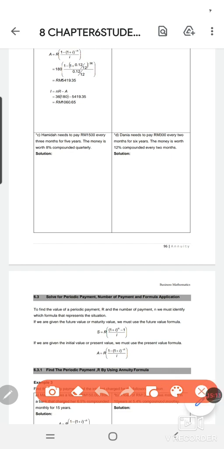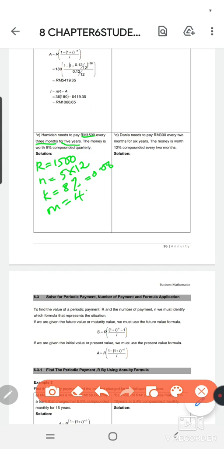Okay, Hamidah needs to pay RM1,500. So it means that this is your R, 1,500 every 3 months for 5 years. Okay, so your N is kalau 5 years, N berapa? 5 kali dengan 12. Maknanya dia bayar setiap 3 bulan kan. Okay, so nilai N tu 5 kali 12. The money is worth 8%. So K equals to 8% or 0.08 compounded quarterly. Okay, compounded quarterly, M equals to 4. Sebab kat sini pun dia kata every 3 months kan.